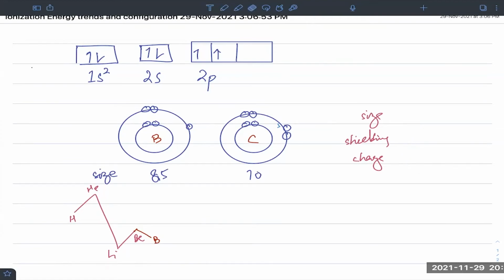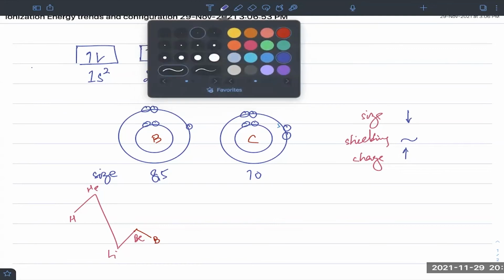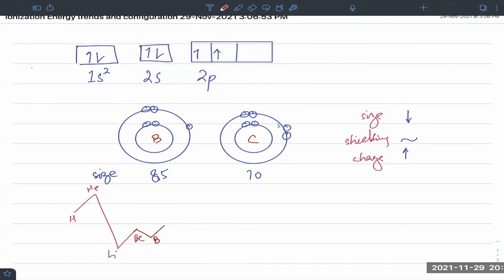So we would expect ionization energy to be increased. Shielding roughly the same. Why? Because वही शेल हैं, वही सब शेल हैं, कुछ नया नहीं आया. Charge increased. So what do you expect? Ionization energy to increase. Yes. And that's exactly what happens. From boron to carbon, ionization energy increases. The answer for this is pretty simple.